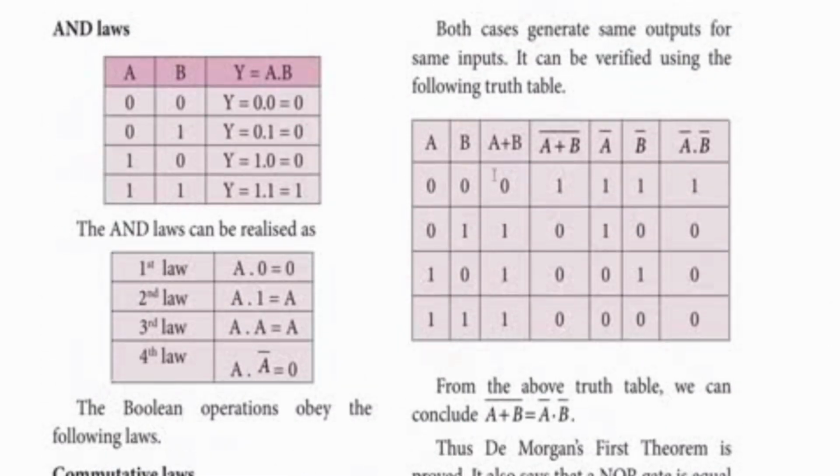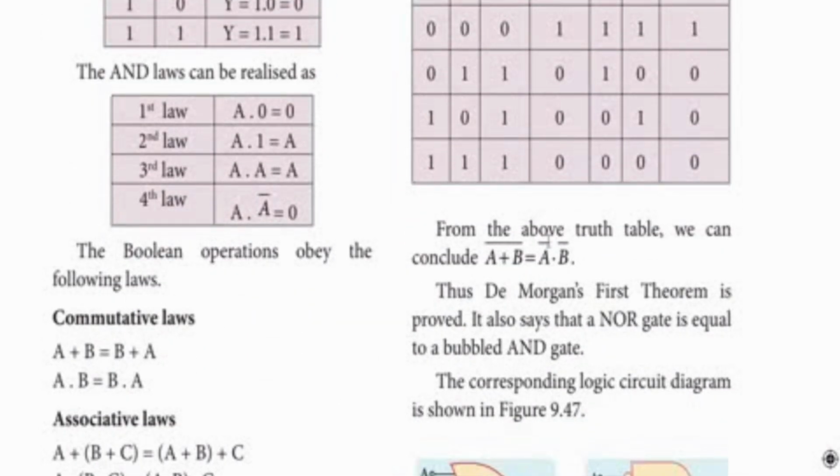So it has a proof. See that A plus B whole bar and A bar dot B bar are here. In this, you are adding two values and then taking the reciprocal value. Here A bar is the reciprocal of A, and B bar is the reciprocal of B. Multiplying these two values, you will see that A plus B whole bar is equal to A bar dot B bar. So these two values are equal. This is De Morgan's first law.